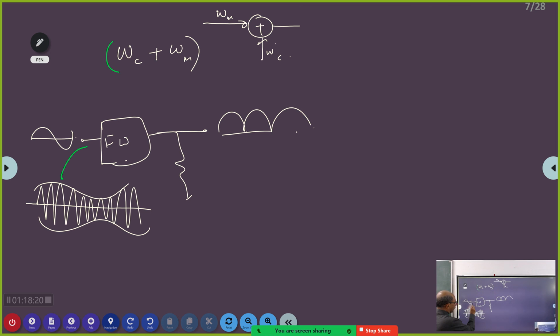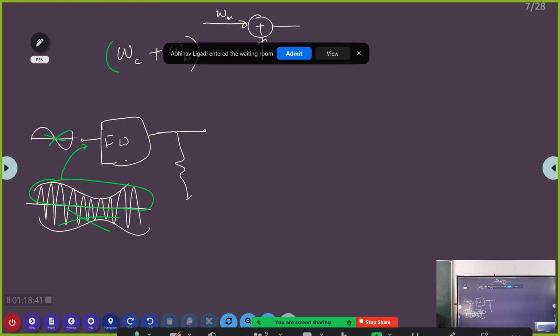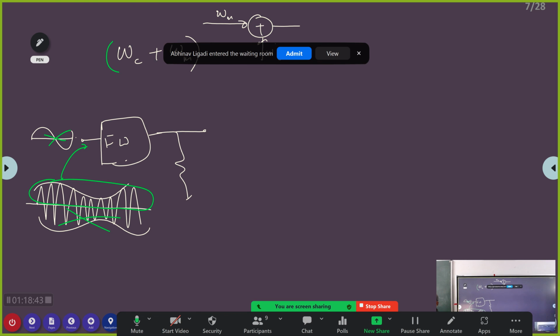So if you pass this through this, only the upper part is passed through. The lower part is cut off. Got it? That is why if you pass an AM wave through a simple rectifier, you are going to get the output like this. Got it? So if you have understood this stage, I can explain the next stage to all of you.